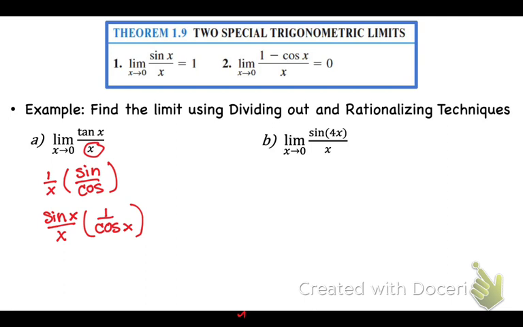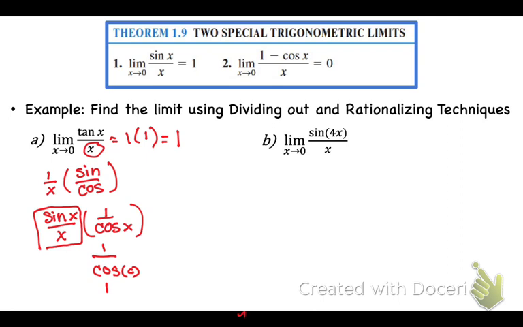So what do we know sine of x over x is? We know that's 1, right? So then if we plug in 0, I have 1 over the cosine of 0. What's the cosine at 0? 1. So I get 1 over 1. So I have 1 times 1, which is 1.